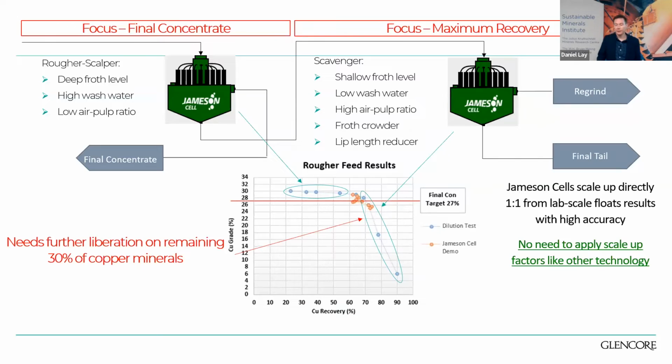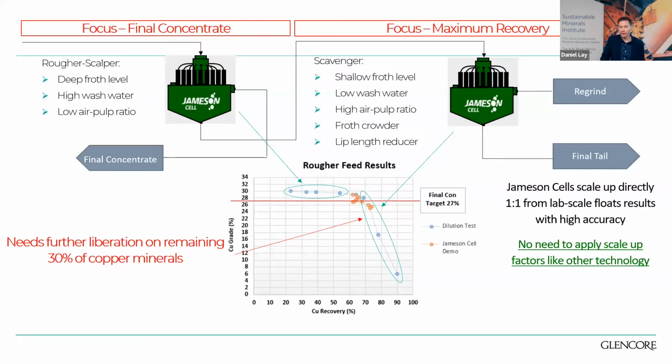So this test work information is then used to compile the grade recovery curve, which is at the heart of the circuit design. Typically the curve starts with a flat horizontal portion corresponding to the grade of the fast floating liberated material in the feed. Often a significant portion of the valuable mineral, usually 70 to 80%, can be recovered above the target final concentrate grade. From a design perspective, the material is recovered in a rougher scalper unit, which is set up with a deep froth, a high wash water, and a low air to pulp ratio.